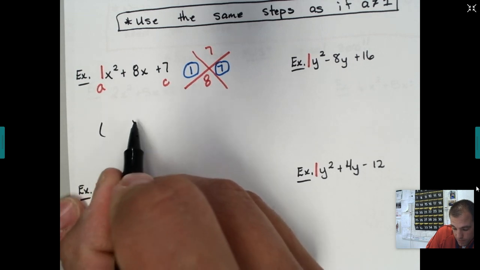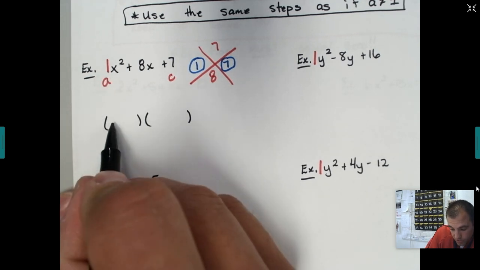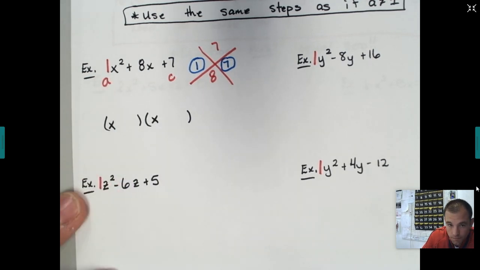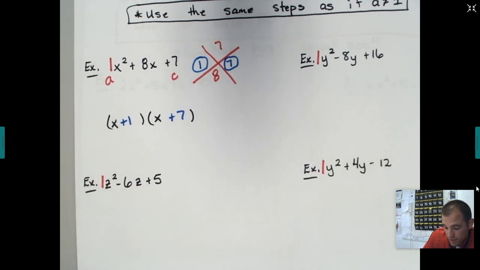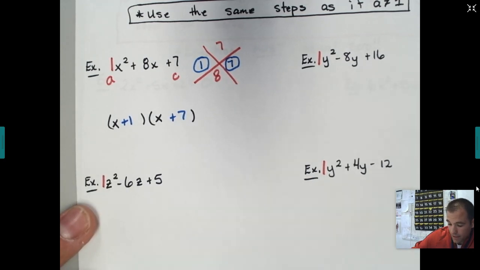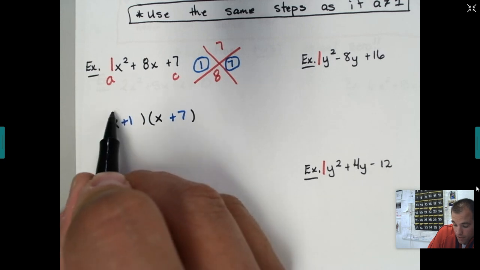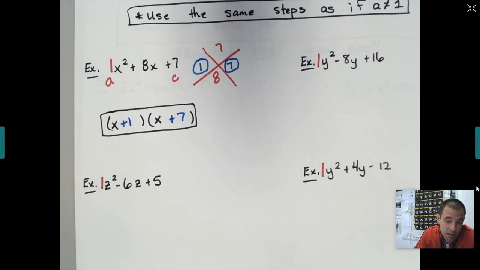I make my parentheses, just like before in the previous section. Whatever comes first, I put first. So this is just 1x and 1x. Then I put my numbers in. I have a positive 1 and a positive 7. The difference is whenever A is 1, you shouldn't have to divide either of these. Like x and 7 don't have anything in common, and x and 1 don't have anything in common, so we're done. Right? So it kind of eliminates a whole step. There's not going to be anything to divide by. Okay? It should all just work out nice and neat where we don't have to divide anything because they don't have anything in common. Okay?